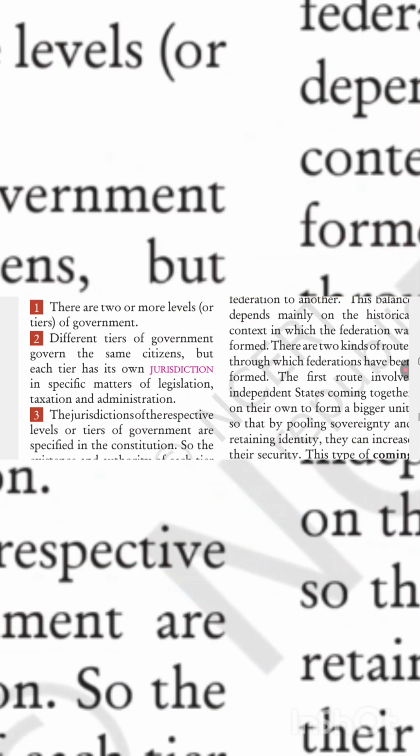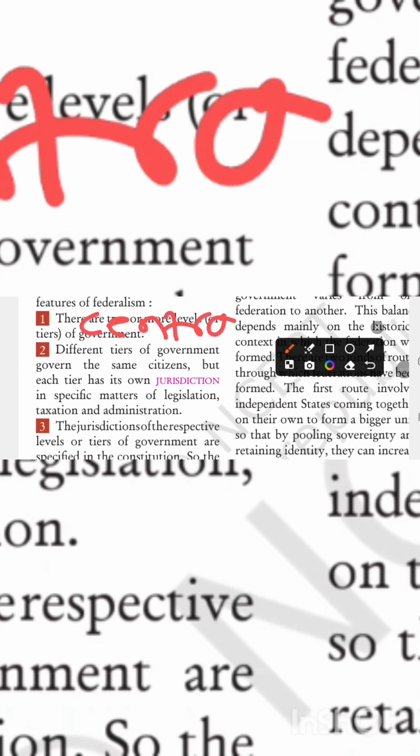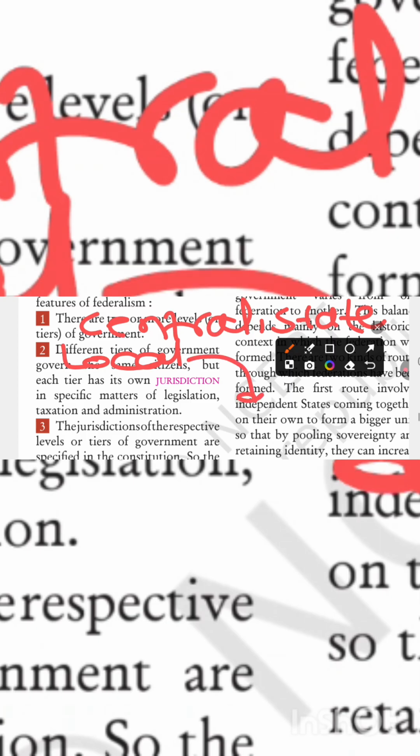You can see different tiers of government govern the same citizen. Now let's understand this portion. Different tiers of government mean central, state, and local. So these three governments govern the same citizen. That means all the people living in that country, for example India, are governed by the central government, also the state government, also the local government. Because in the state you will see there are two types of local government, rural and urban. So they are part of the same state, and all the states are part of the central government. That is how they take care of the people.